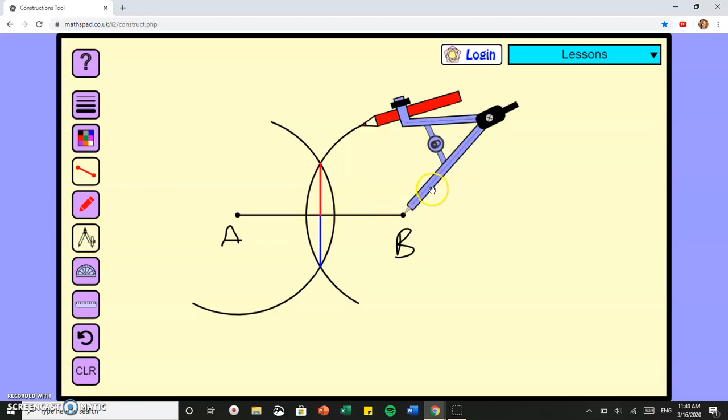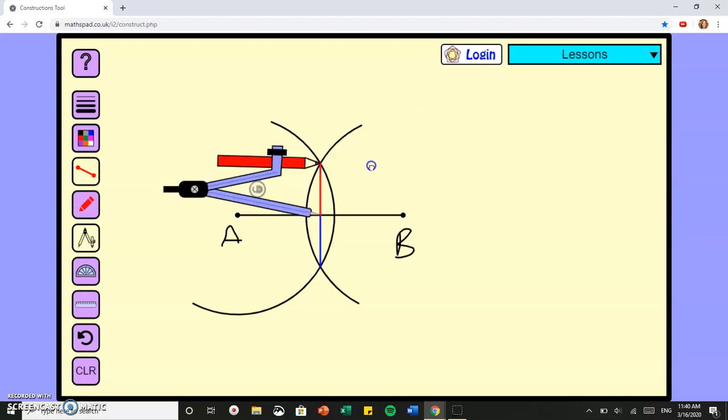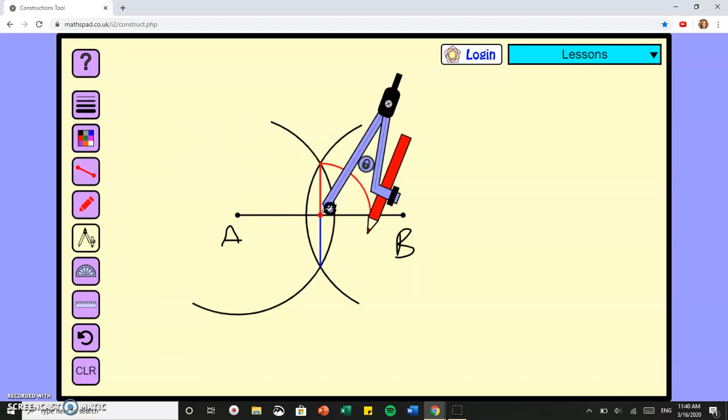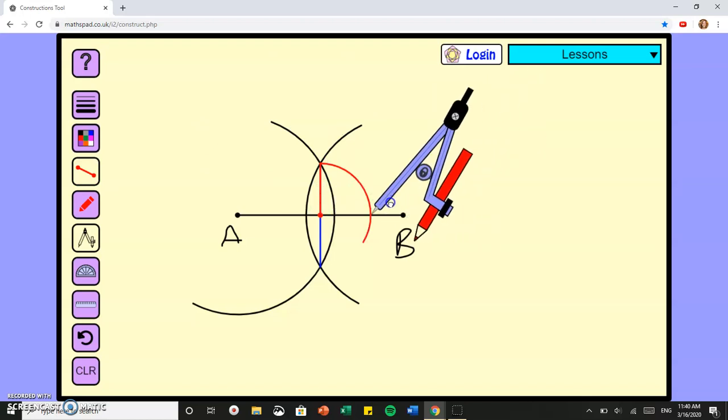So to find my next vertex, we need all sides of the square to be the same size. So we are going to lock that in, line that up on our angle, our 90-degree angle, and draw an arc to find out where our next vertex will be. So this right here, this one, that's going to be our next vertex for our square. So let's find our last one now.